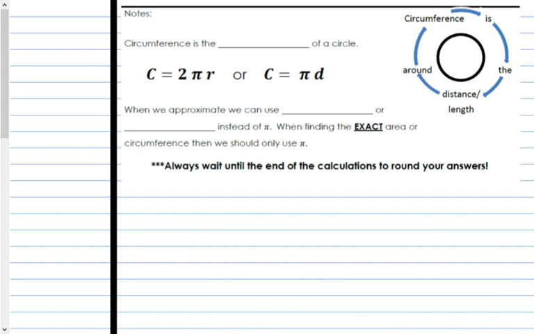Circumference. You should be very familiar with the word circumference. This is back from elementary school days. Circumference is the distance or the length around a circle. So circumference is also known as the perimeter of the circle. But we don't call it the perimeter of a circle, we call it the circumference of a circle.